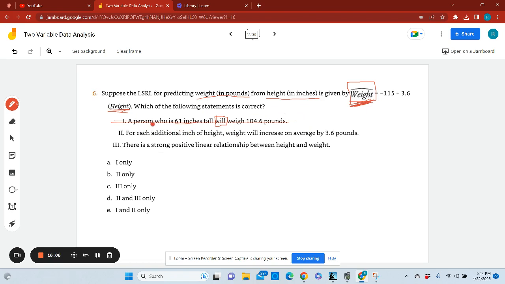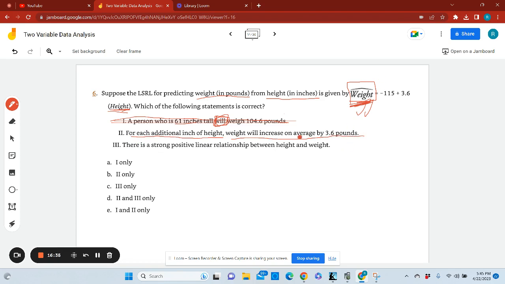If it said a person who is 61 inches tall is predicted to have a weight of 104.6 pounds, then this answer would be correct. But because it's saying that a person who is 61 inches tall will definitely weigh 104.6 pounds, this answer no longer makes sense. All right, so 1 is out. 2 says for each additional inch of height, weight will increase on average by 3.6 pounds.